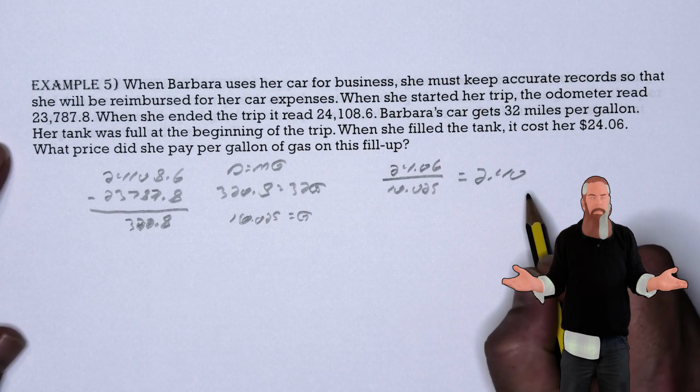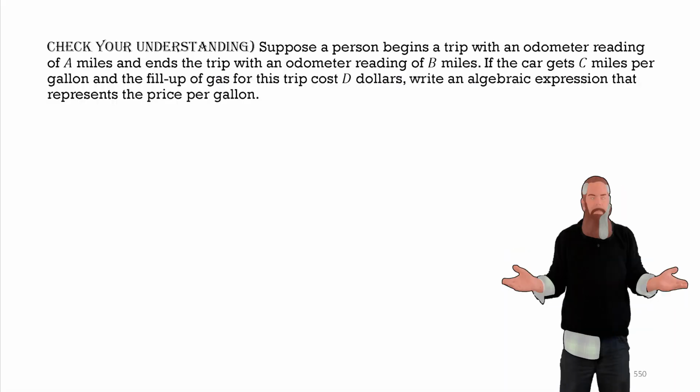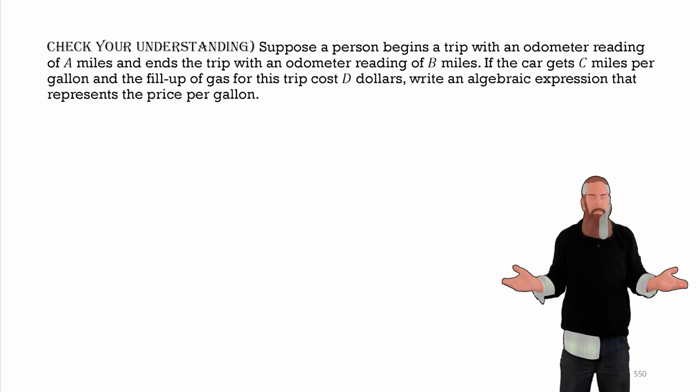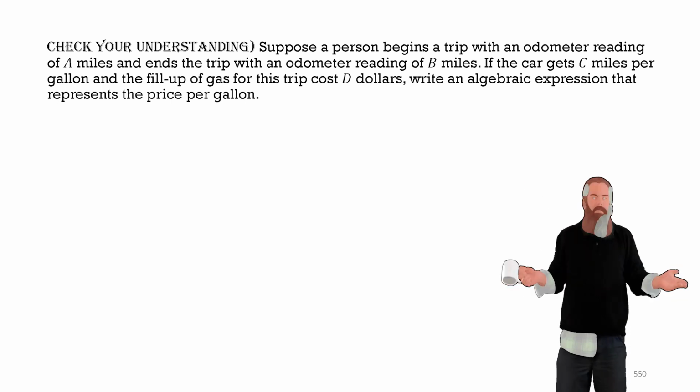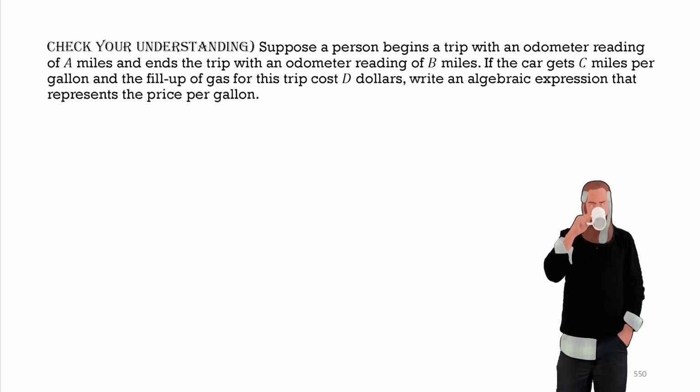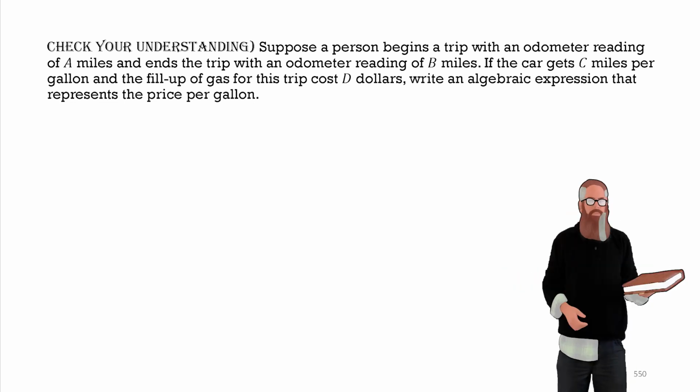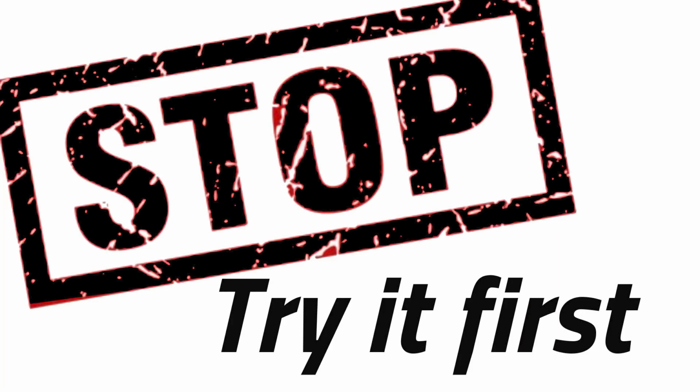Barbara paid $2.40 per gallon for this fill-up. Now, let's check our understanding. Suppose a person begins a trip with an odometer reading of A miles and ends the trip with an odometer reading of B miles. If the car gets C miles per gallon and the fill-up of gas for the trip cost D dollars, write an algebraic expression that represents the price per gallon.